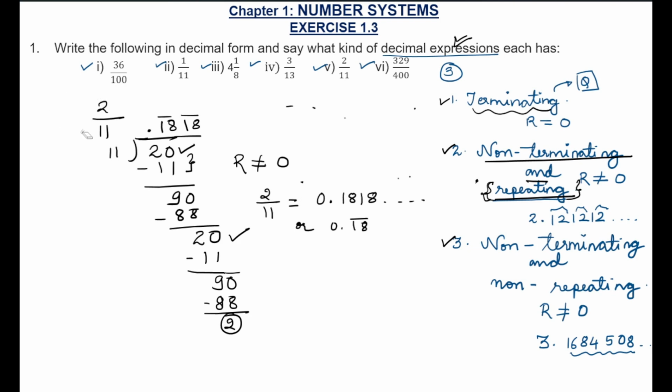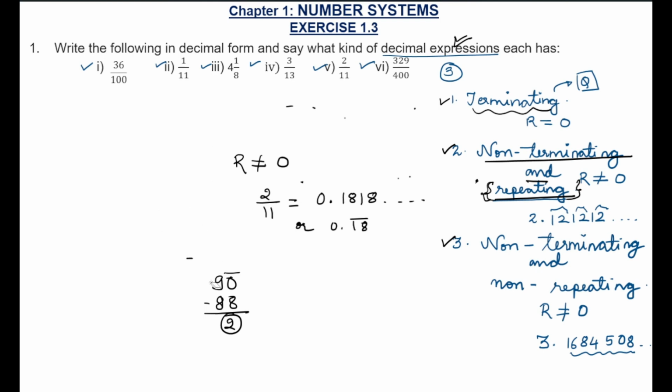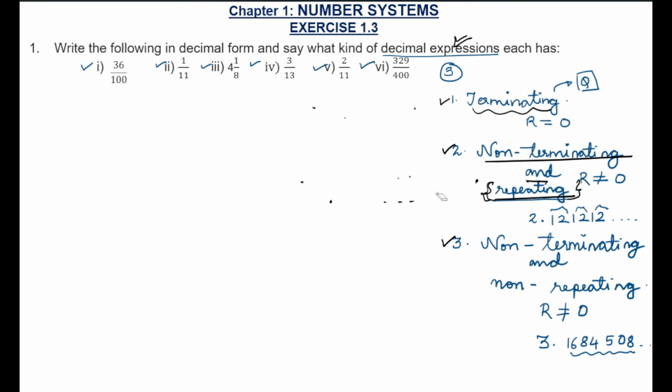Okay, coming to the last one. So question number 6. 329 is to be divided by 400. Okay, so let us see that on dividing 329 by 400, what do we get?